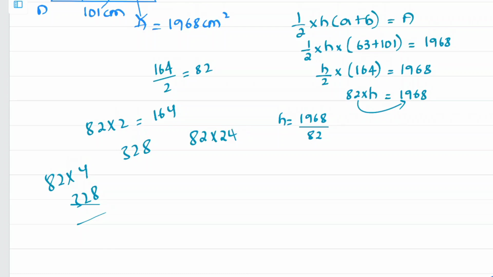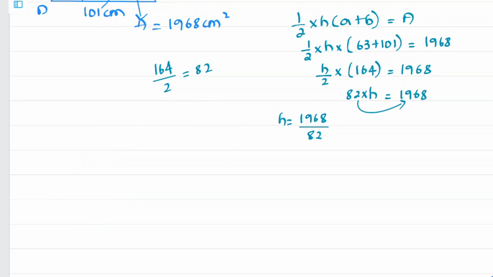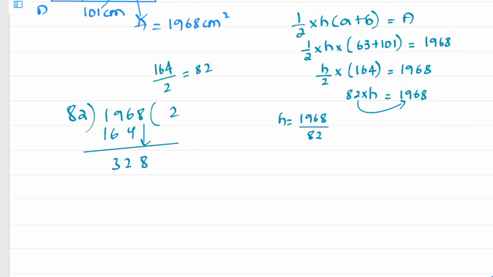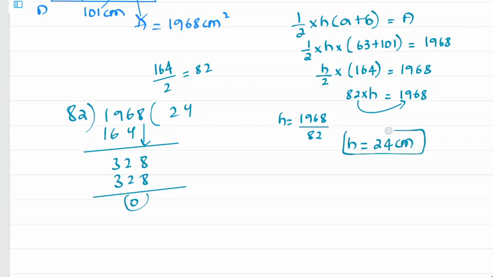Done? Yes, sir. Do the division, don't confuse. 82 into 2 is 164. So what will you get here? 32, and you have to take 8 here. Next 82 into 4 is 328. So what is the remainder? 0. So height is equal to 24 centimeters. Done? Yes, sir. Completed.